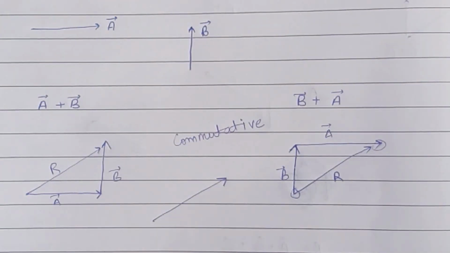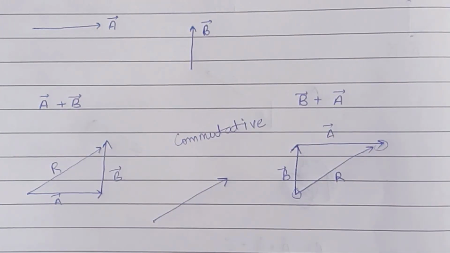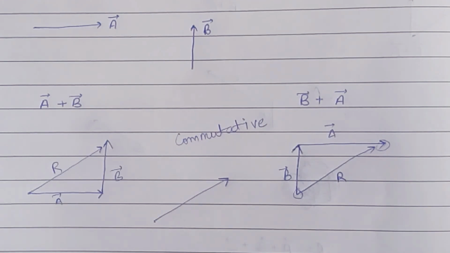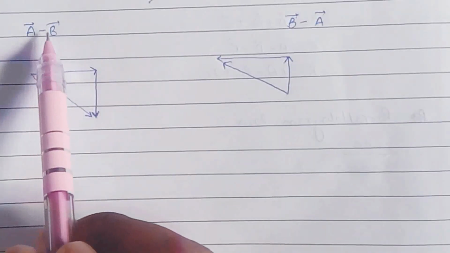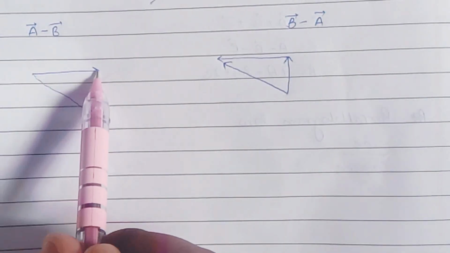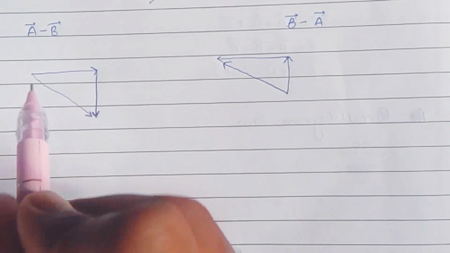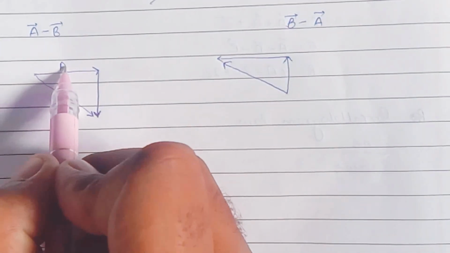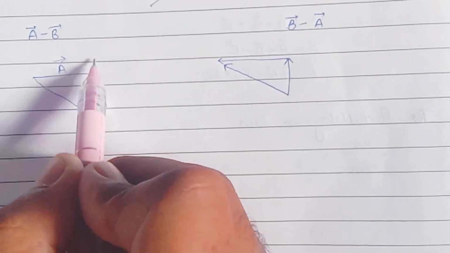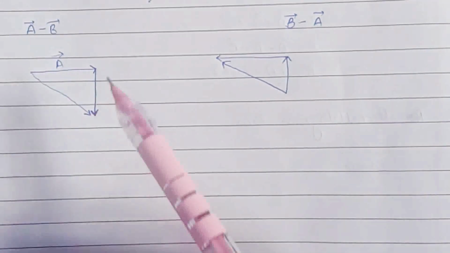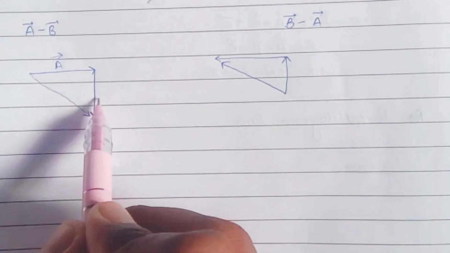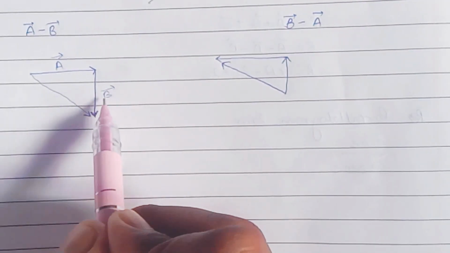This is known as the commutative property of vectors, in which you can do a vector plus b vector or b vector plus a vector, and both will be the same, but not in the case of subtraction. Let's see. For a vector minus b vector, a vector is like this, and b vector is like this. From the previous example, b vector is like this, but minus b vector is like this.